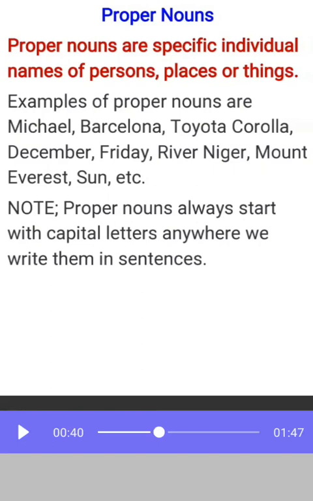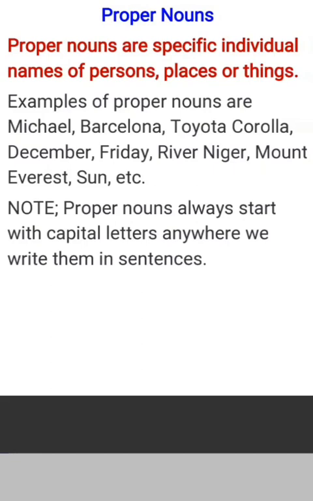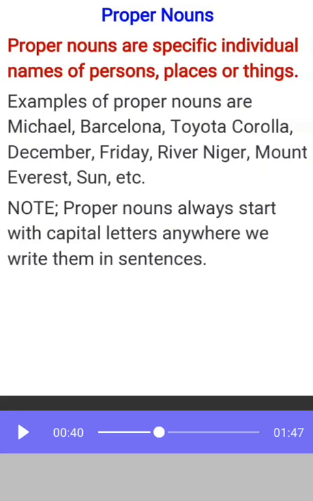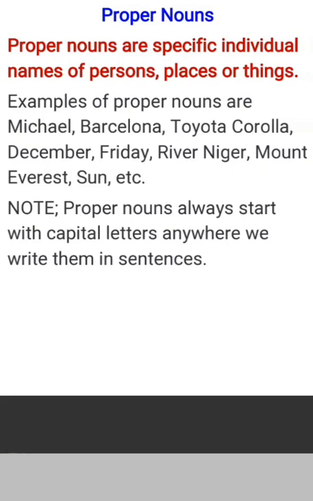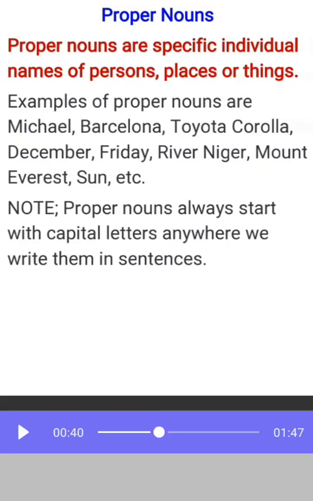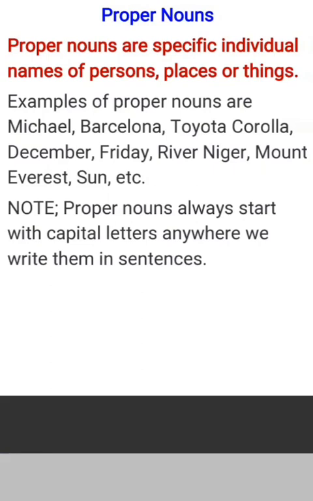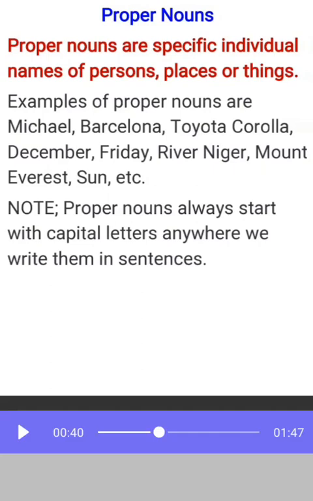River Niger is a proper noun. But when you just say river, then river is a common noun. River Niger is a specific river, and so it is a proper noun. Mount Everest is a specific mountain, and so it is a proper noun and not a common noun. But when you just say mountain without being specific, then it will be a common noun.